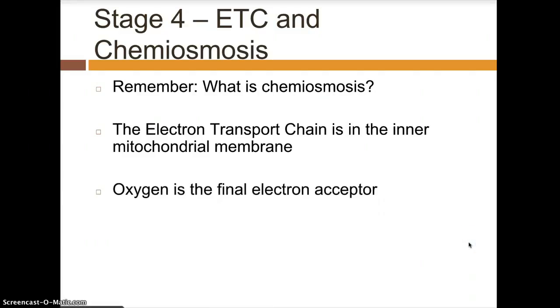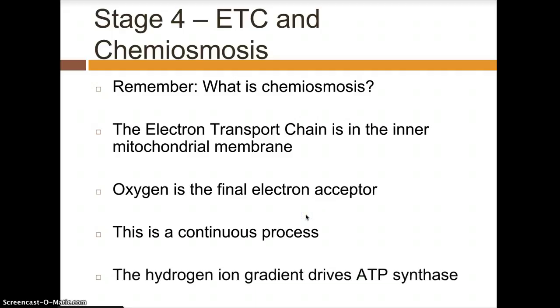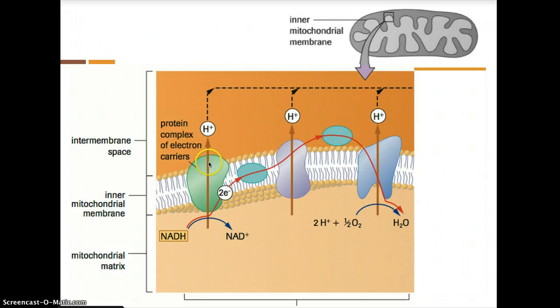So oxygen is our final electron acceptor. So what that means is our final electron goes and attaches to this oxygen atom, and it's our final electron acceptor, and this is a continuous process. The hydrogen ion gradient drives ATP synthase. So as you see here, hydrogen ions move through the membrane here, and we have again the formation of water. So this is the opposite of what you would see in photolysis, and this is in the inner mitochondrial membrane.